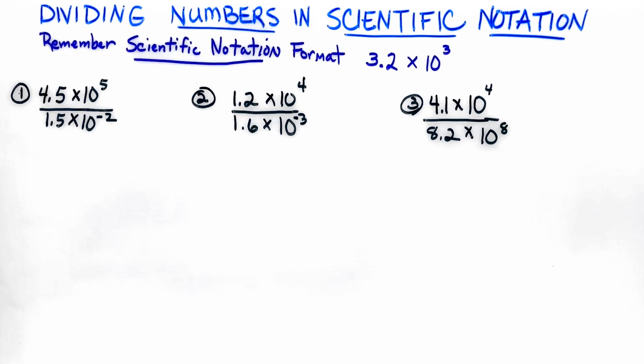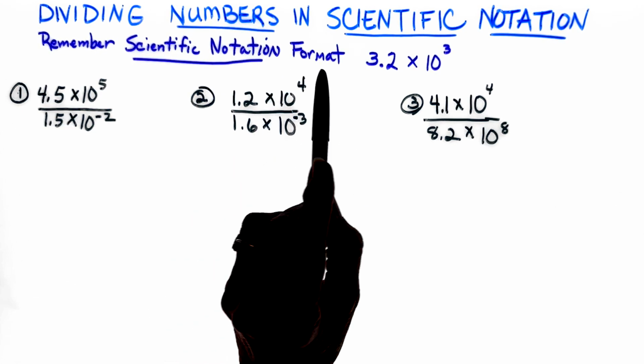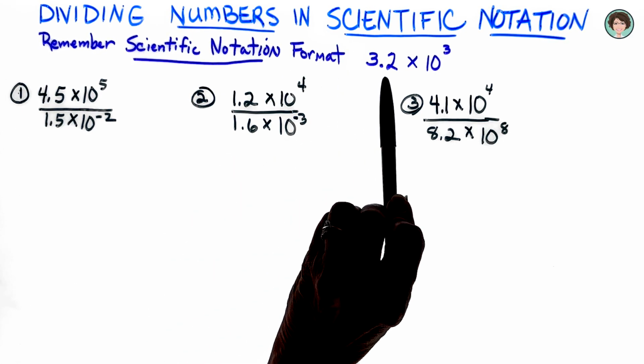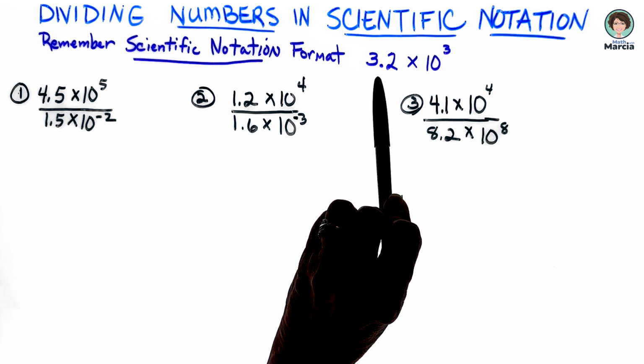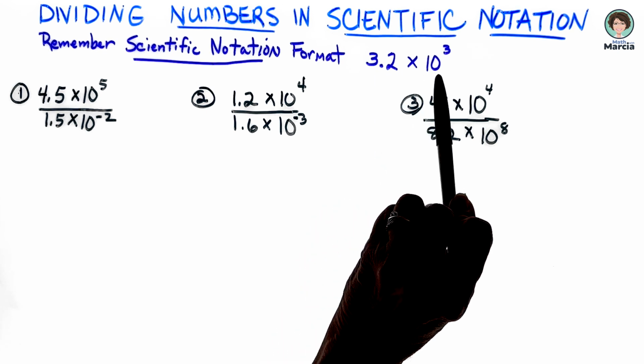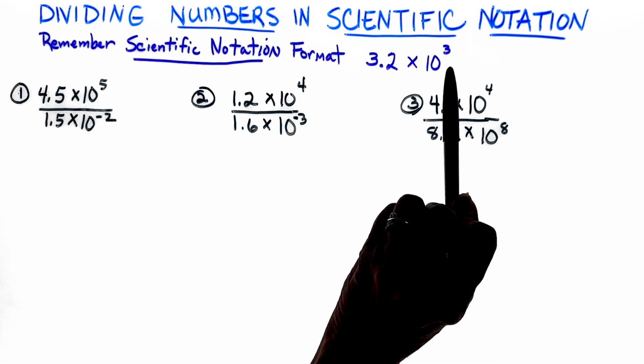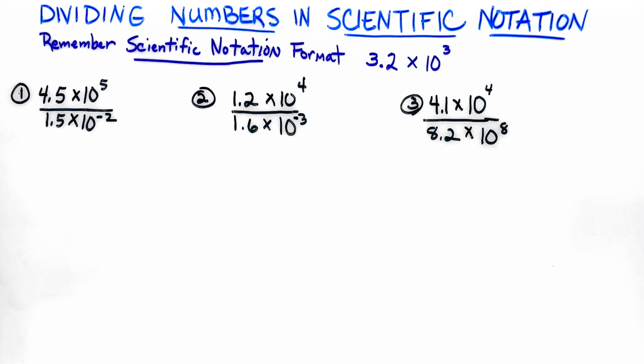For this lesson, we will be dividing numbers in scientific notation. So the format that we need to remember is the number must be greater than 1, but less than 10, and we will always have it to a power of 10 because that's our number system. So let's look at the first problem.